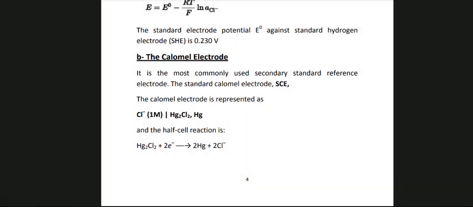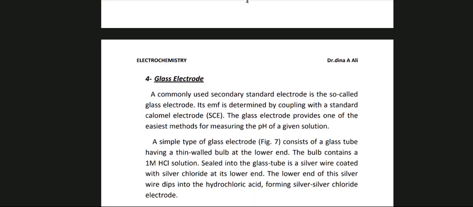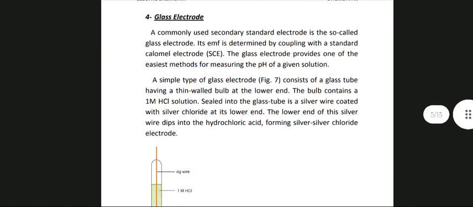The calomel electrode. It is the most commonly used secondary standard reference electrode. The standard calomel electrode, SCE, is represented as Cl- (1 molar) | Hg2Cl2 | Hg, and the half cell reaction is Hg2Cl2 + 2e- gives 2Hg + 2Cl-. Glass electrode. A commonly used secondary standard electrode is the so-called glass electrode. Its EMF is determined by coupling with the standard calomel electrode. The glass electrode provides one of the easiest methods for measuring the pH of a given solution.